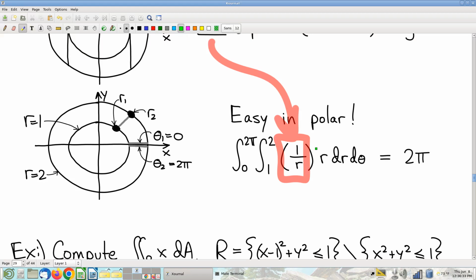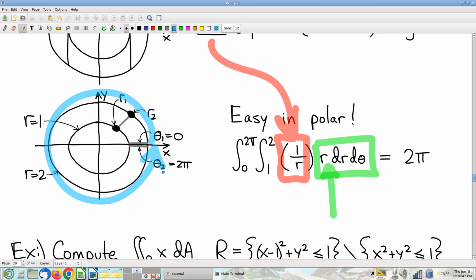Our differentials, don't forget your stretching factor of r. dx dy, in other words, turns into r dr d theta. The bounds here are pretty straightforward. Theta goes from 0 to 2 pi.